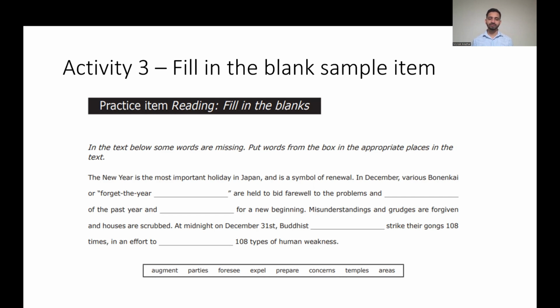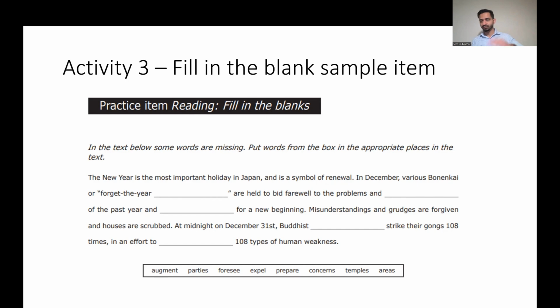So think about it. This one is talking about New Year. The topic is kind of a New Year holiday in Japan, talks about farewell, what people do, talks about new beginnings, talks about misunderstandings being forgiven, and what happens at midnight of the 31st of December. We talked about Buddhists, gongs, human weaknesses and stuff like this. So the theme here is the New Year, isn't it? We got that. Now let's start solving one by one.